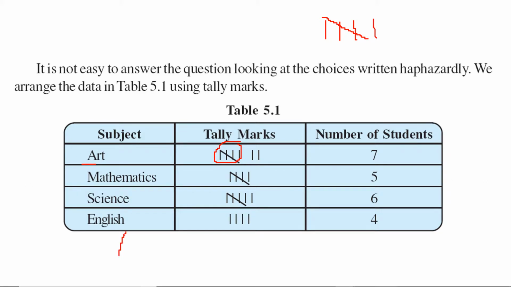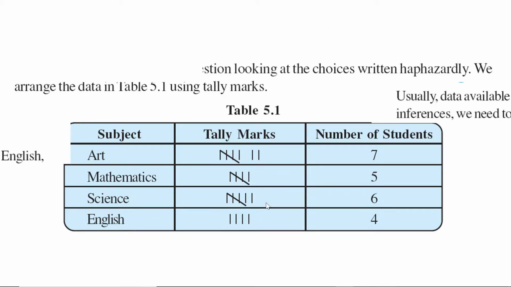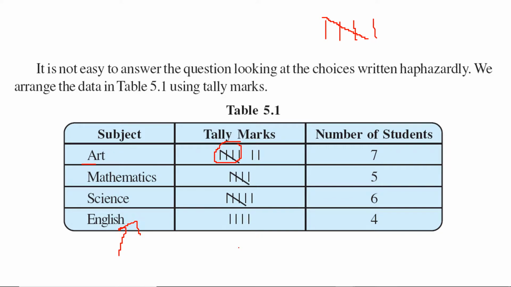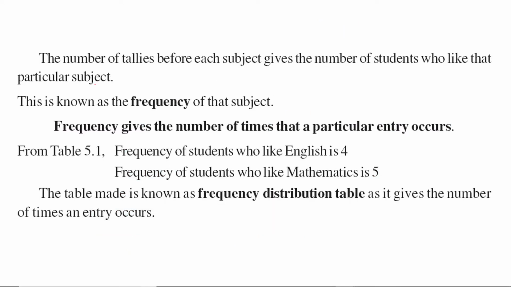We'll go back to our raw data and try to see how many students have said English. So this is 1, this is 1, this is 2, this is 3, and this is 4. So 1, 2, 3, 4. Like this we'll put the bar. Okay, 4. So these are the number of students who said that their favorite subject is art: 7, 5, 6 and 4. English 4. So the number of tallies before each subject, as you just saw, is the number of students.